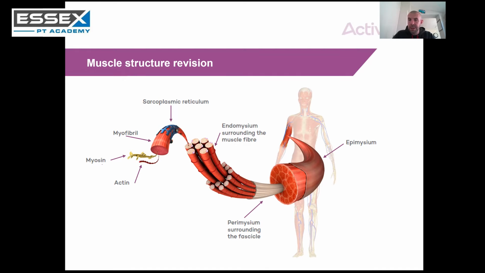So you've got the epimysium, which is the main cover of the muscle. Then you go down to the perimysium, which is surrounding that next group of fibers down. Then you've got the endomysium surrounding the muscle fiber. And then you've got the sarcoplasmic reticulum, which is a bit of a mouthful. And then you've got the myofibril. And then you've got the actin and the myosin. And we're going to go through these as we go through the presentation.